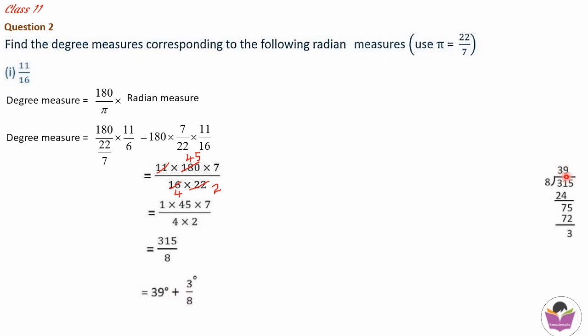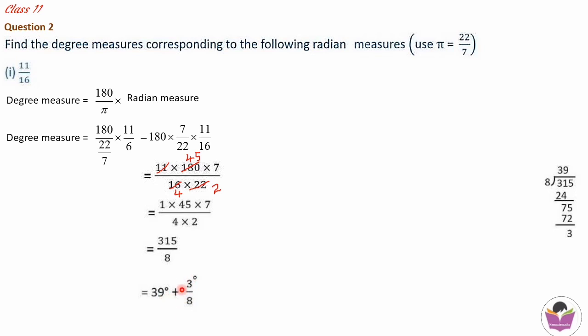39 3 by 8 is the mixed fraction format. So here we will be writing 39. This is a complete answer. This 39 will be in degrees, and the 3 by 8 we have to write separately as degrees again. So 39 plus 3 by 8 will be coming. Both are in degrees only.